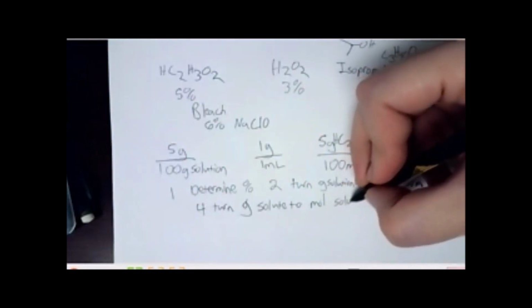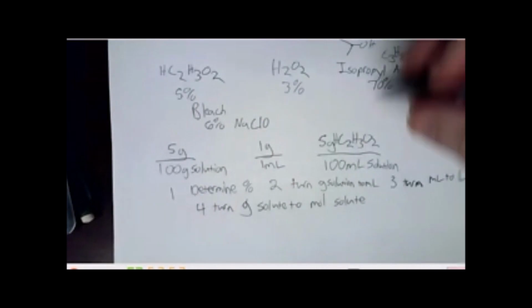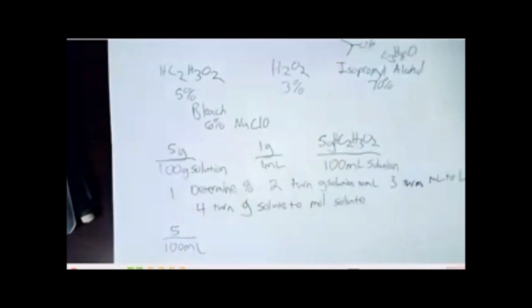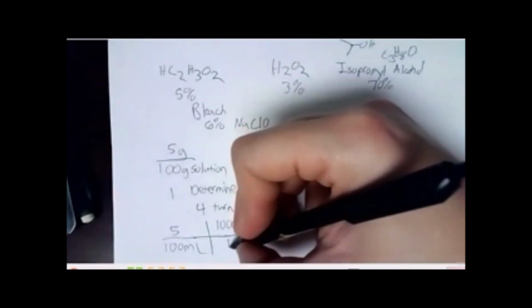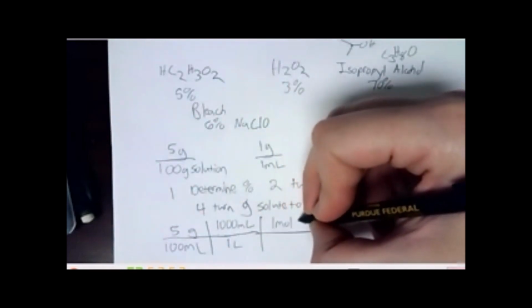And that will give you your molarity, if you do those steps. So looking at acetic acid, we have 5 over 100 grams, which gives you 5 over 100 mL. We've already done that step 1, well, step 1 and step 2. Step 3, there is 1,000 milliliters in 1 liter. And step 4, what is the molar mass of acetic acid?